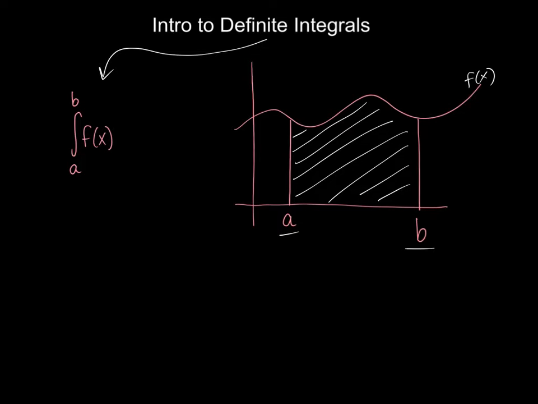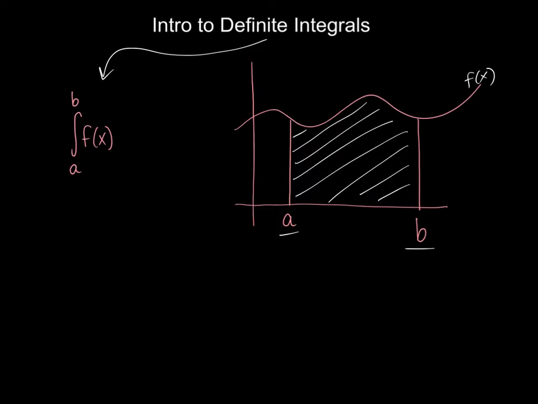The A on the bottom and the B on the top tell us where we're going to start and where we're going to stop accumulating the area. And f of x is the function, of course. So this symbol stands for this area. If that area happened to be 7 units squared, then this integral would equal 7. That's what that symbol means. It is the area.